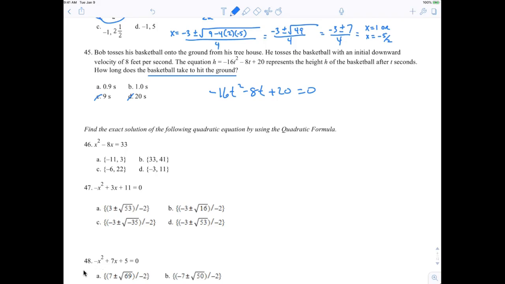Now, what I want to do is, instead of solving it, I want you to be smart. Let's just plug one in real quick. If I plug one in, I get -16 minus 8 plus 20 equals 0. Is that pretty close? Yeah, but is it 0? No. So it's probably what? It's probably 0.9. All right, because it's pretty close to 1.